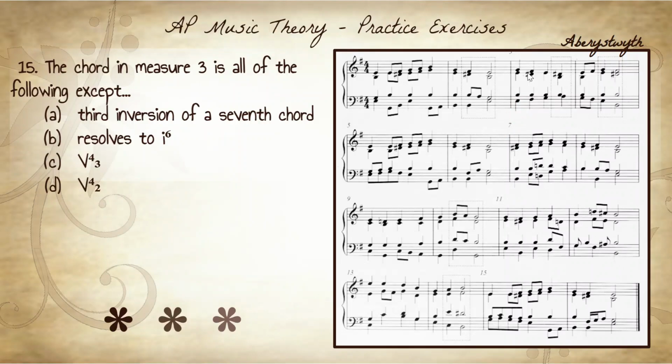Question 15. The chord in measure 3 is all of the following except A. Third inversion of a seventh chord, B. Resolves to a tonic first inversion, and then I cannot say this out loud because I will give away what inversions they are. So either C or D, both dominant chords.